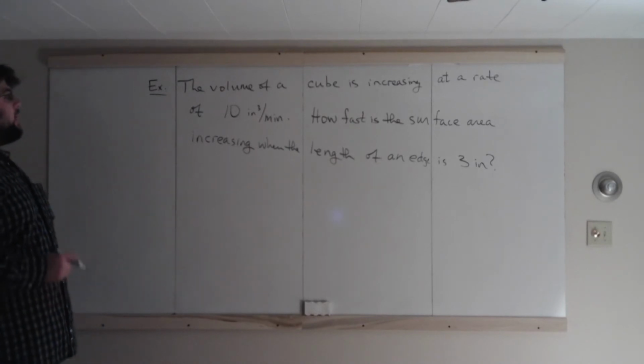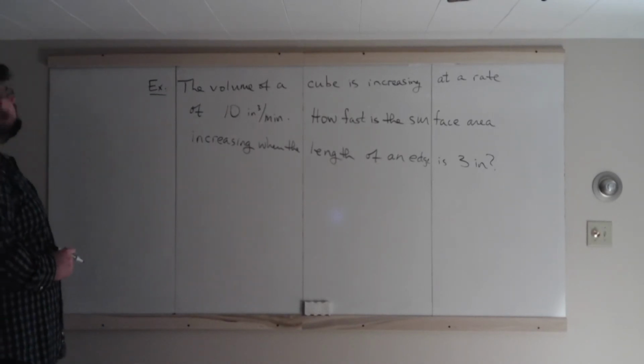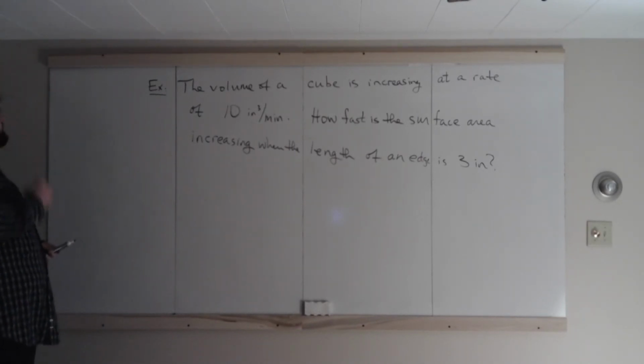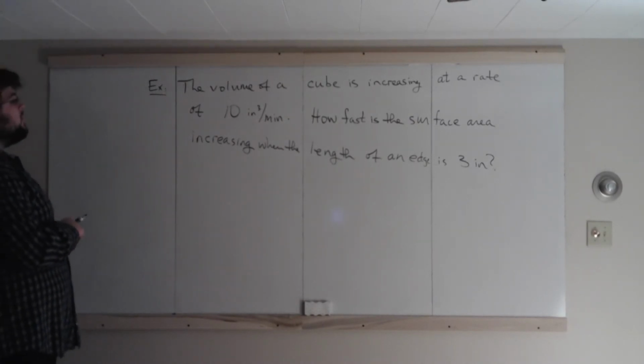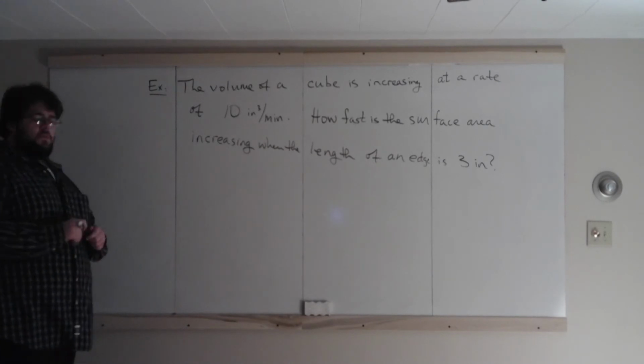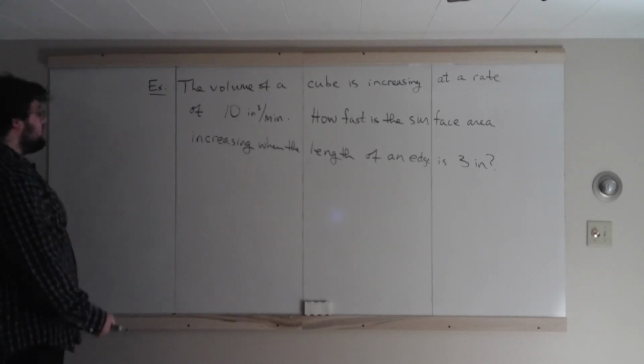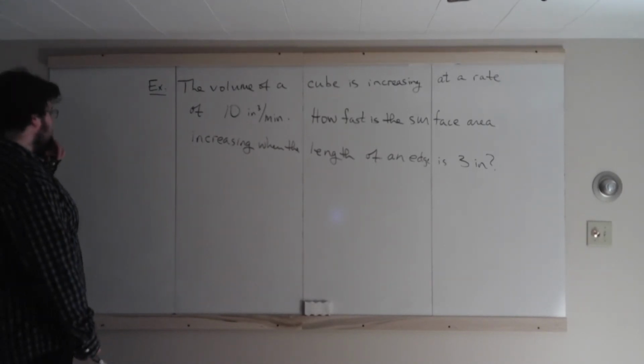Now this will be our last related rates example. The volume of a cube is increasing at a rate of 10 cubic inches per minute. How fast is the surface area increasing when the length of an edge is 3 inches? This one is harder, I would say, than all of the first 3. But let's draw a picture.